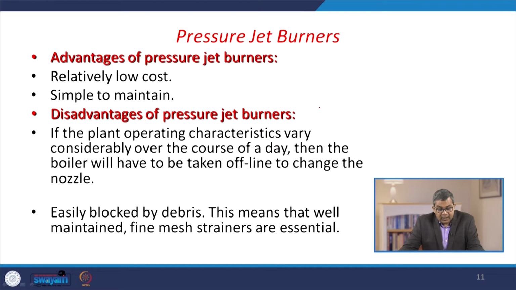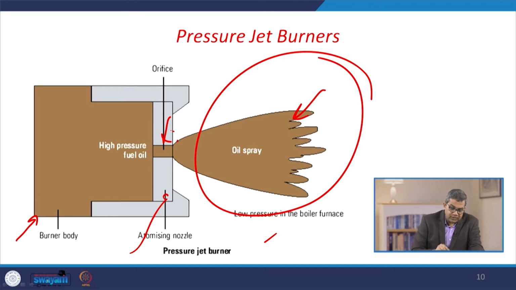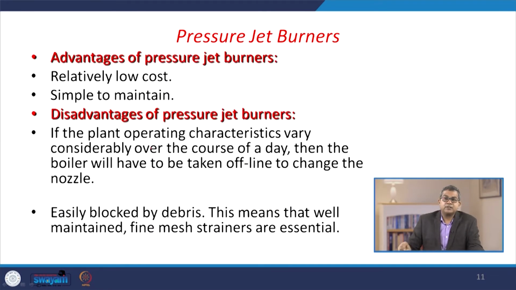But simultaneously they have certain disadvantages. One is that if plant operating characteristics vary considerably over the course of a day, then the boiler will have to be taken off line to change the nozzle, because here you have an orifice supported by a nozzle. So you have to change it to meet the load changeover, and since it is an orifice-driven function, it can easily be blocked by debris or carbon. This means that good maintenance and fine mesh strainers are quite essential for the proper functioning of this boiler.